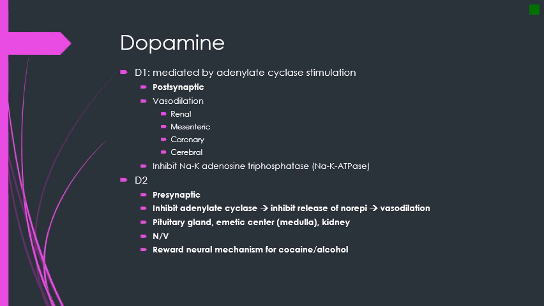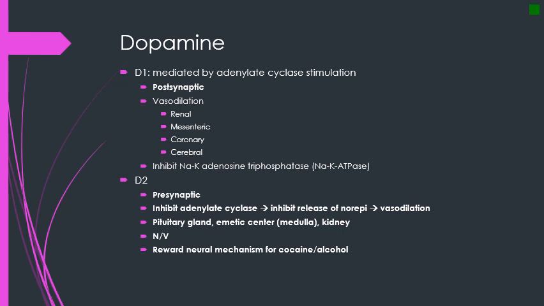Dopamine works on D1 and D2 receptors. It kind of works opposite on those receptors. D1 is stimulation of the adenylate cyclase, and on D2 it inhibits the adenylate cyclase. So on D1, with the stimulation of it, it works postsynaptically to vasodilate the renal, mesenteric, coronary, and cerebral arteries, and it also inhibits that sodium-potassium adenosine triphosphatase.